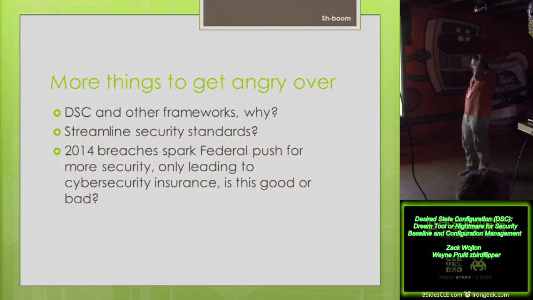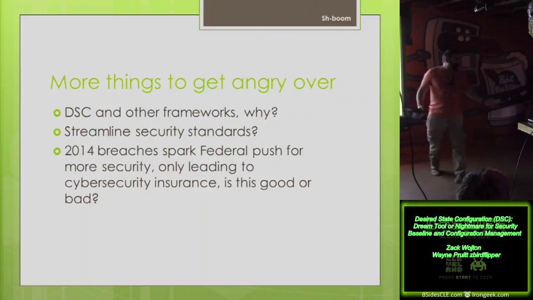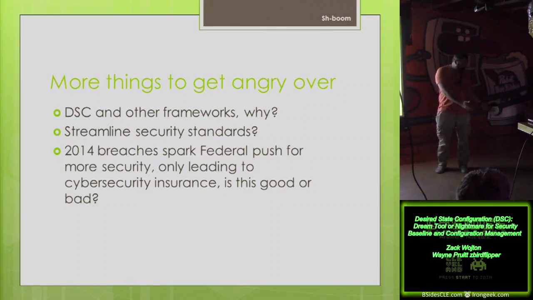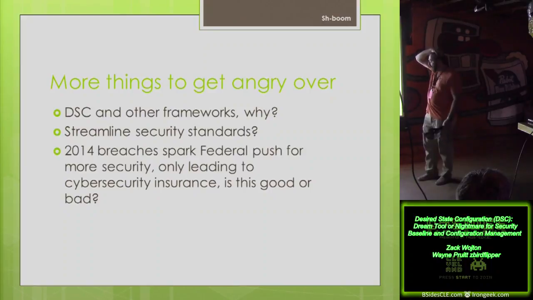DSC and other frameworks. Why? Because they're a necessity. How many users or customers do you have who think a computer is theirs and one of a kind? No, it's controlled. These people think they're a gem that they found in Minecraft that's theirs or something. It's crazy. But the desired state is going to go further.